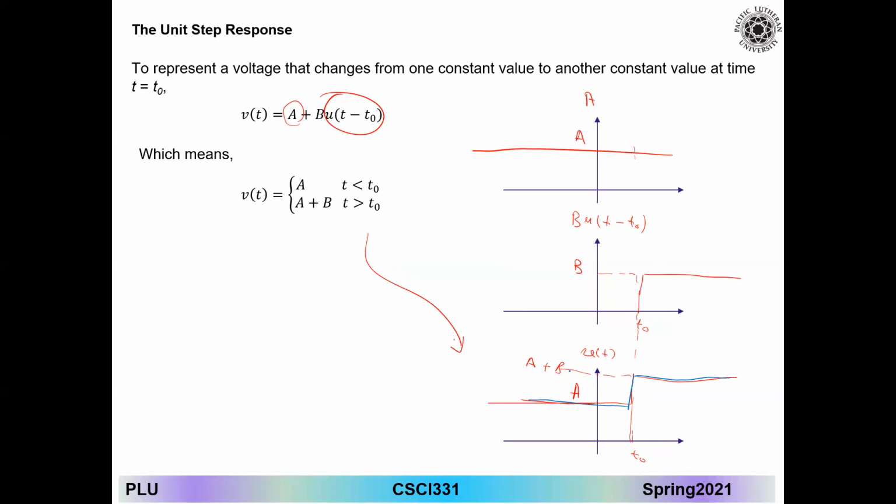So what I have is A for t less than t0, and A and B when t is larger than t0. It doesn't matter what those values are, positive, negative, large, small, it doesn't make any difference. You can assume any value for A and B, you can assume any value for t0. That doesn't make any difference for the shape of your output.